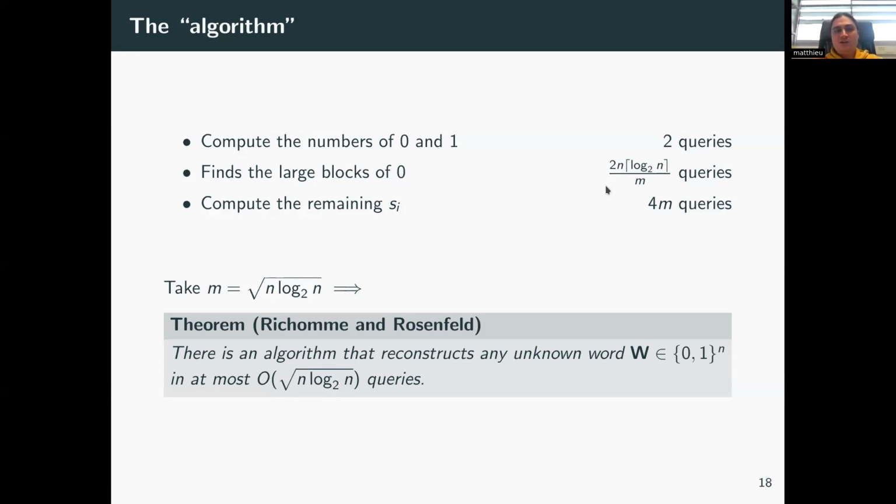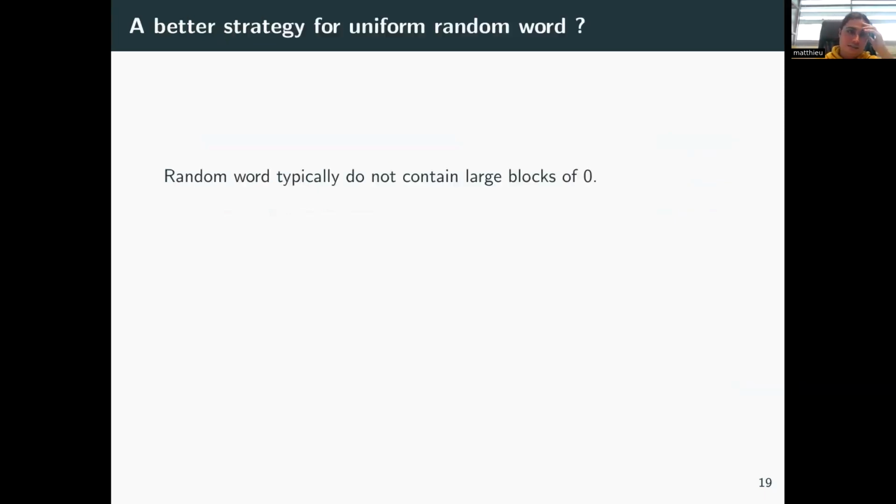But as I said earlier, we know that in expectation, if I take a random word, the largest block of zeros should be much smaller than that. It should be of length log n. So there is something that should be suboptimal there. In particular, if we look at the average case, we can do much better. So let's try to look at this.